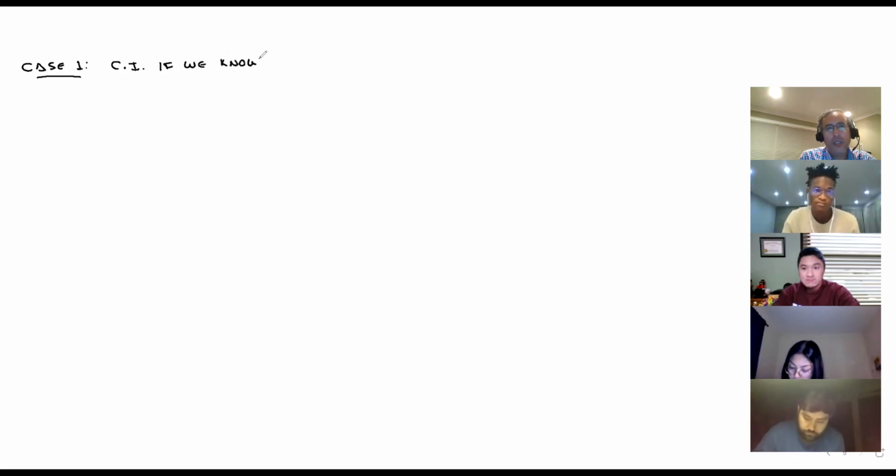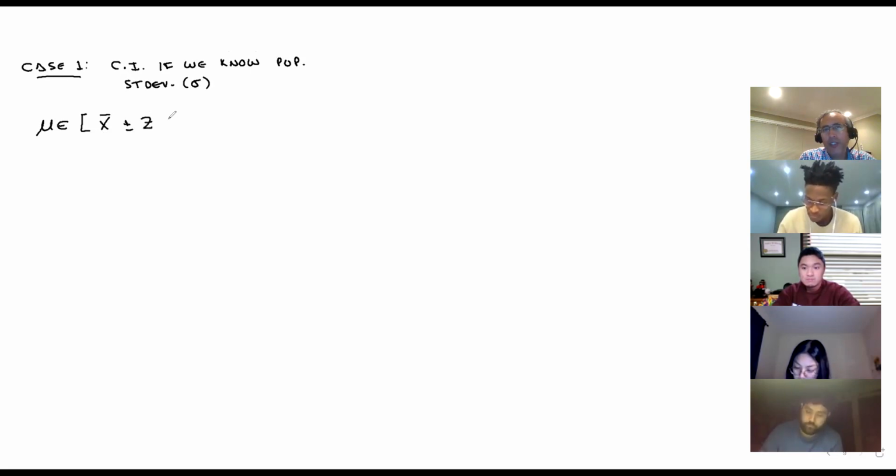Okay. So let's do the following. Let's do case one: confidence intervals if we know the population variance. Well, the population standard deviation. My population mean is going to belong to an interval centered around X bar plus or minus Z sigma over square root of n. This is going to be my formula.